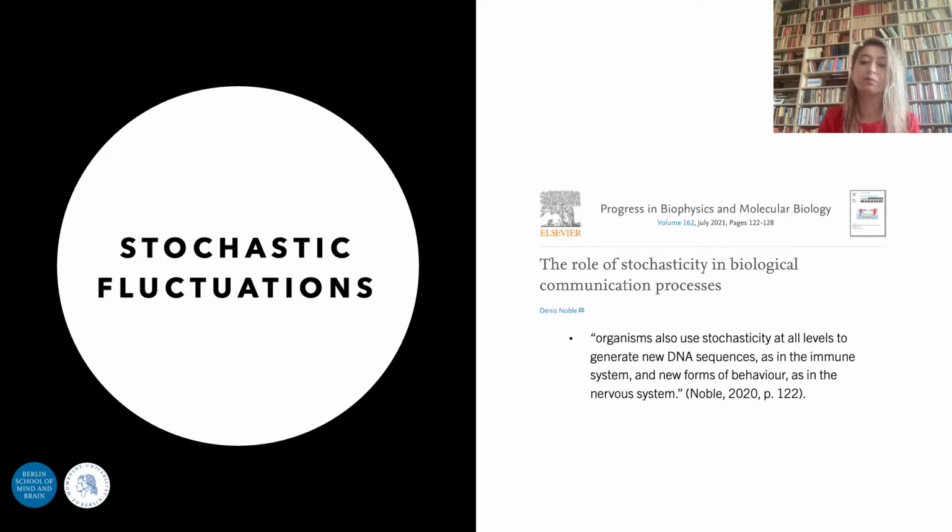This embodiment also applies to the whole organism, as extended to almost all cells, tissues, and organs of the body, such that, as Denis Noble tells us, organisms also use stochasticity at all levels to generate new DNA sequences, as in the immune system, and new forms of behavior, as in the nervous system.